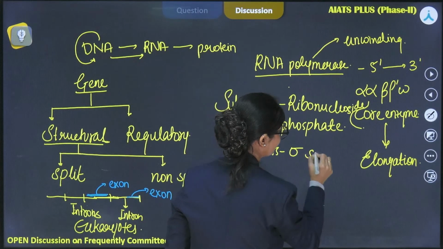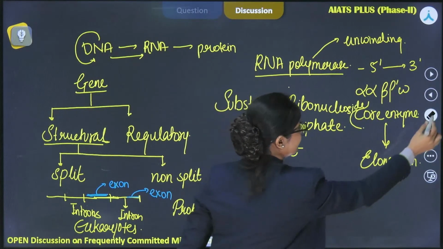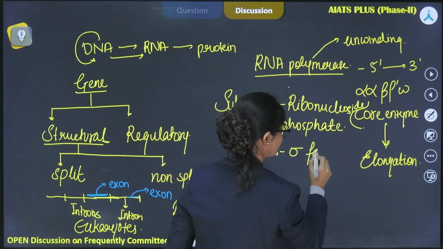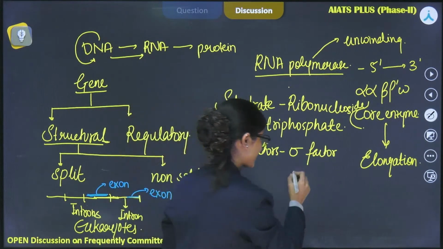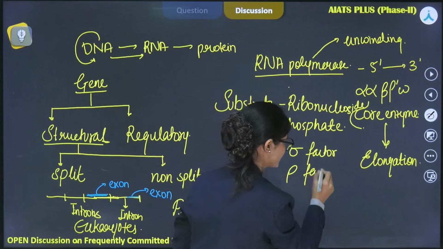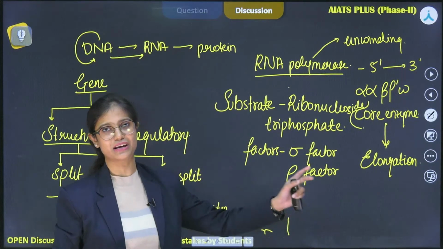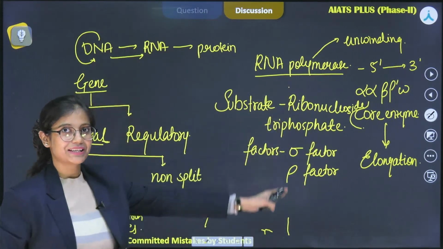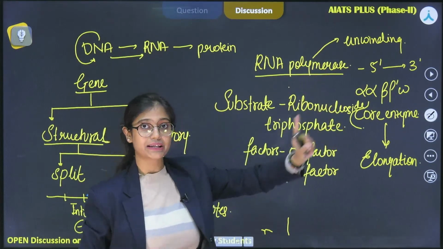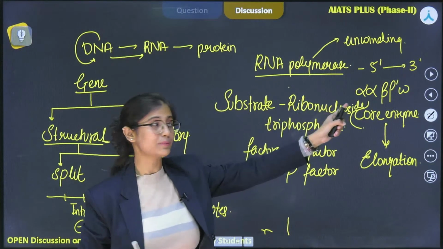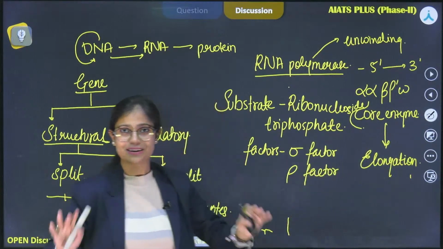sigma factor, which will help in initiating the process, and another one is rho factor, which will help in terminating the process. So these factors are involved. So these are the ingredients. The master enzyme is RNA polymerase, which has the main features: unwinding, it can do polymerization from 5 prime to the 3 prime, and next it can facilitate the process of elongation, right?